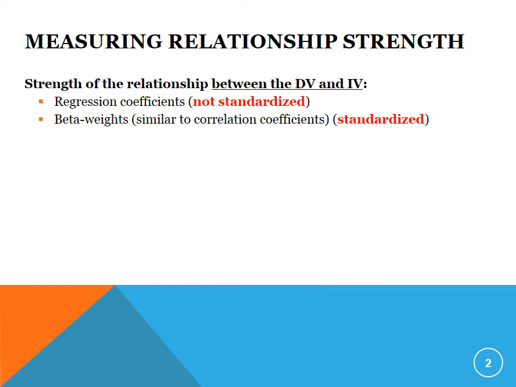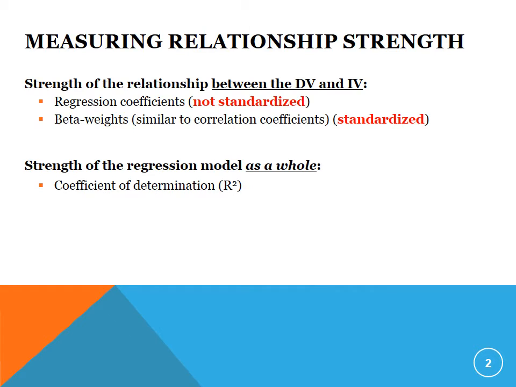So the main difference here is that regression coefficients are not standardized, and so it doesn't allow us to really understand how strong a variable is with another variable compared to a different variable in that same dependent variable. Beta weights, very similar to correlation coefficients, are standardized and therefore allow us to do just that. And we're also going to learn about the strength of a relationship as a whole, the entire regression model, via the coefficient of determination, also known as R squared.